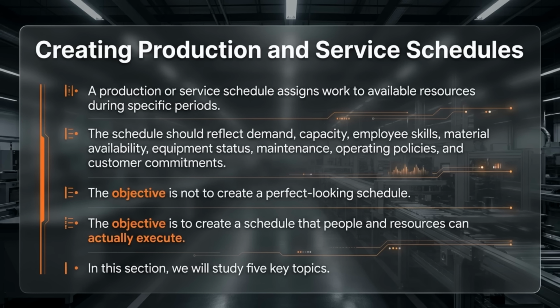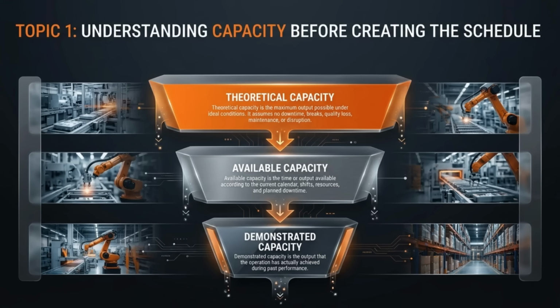In this section, we will study 5 key topics. Topic 1. Understanding capacity before creating the schedule. Several types of capacity should be understood. Theoretical capacity. Theoretical capacity is the maximum output possible under ideal conditions. It assumes no downtime, breaks, quality loss, maintenance, or disruption. Available capacity. Available capacity is the time or output available according to the current calendar, shifts, resources, and planned downtime.